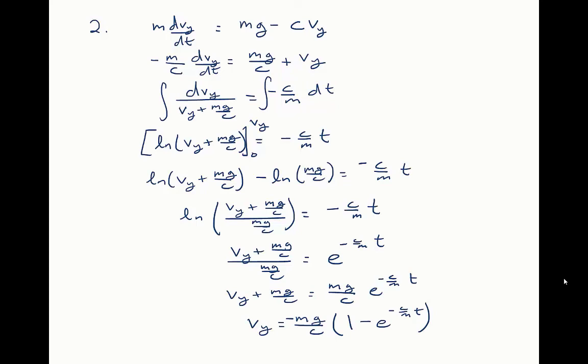So at the very top step up here, I divided through by minus c. That means a negative sign should have popped up right here when I did this, which means this should be a negative. Alright, so now we have a form of equation that's approaching a terminal velocity.